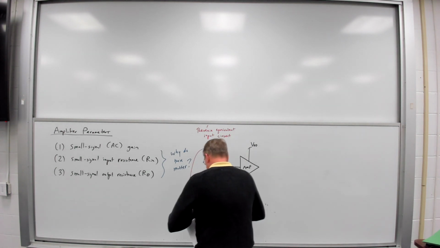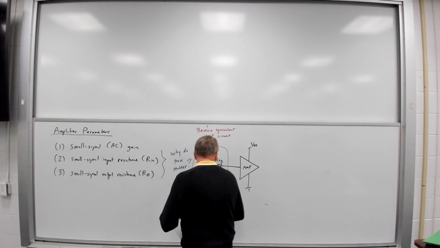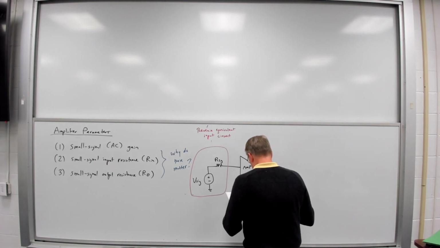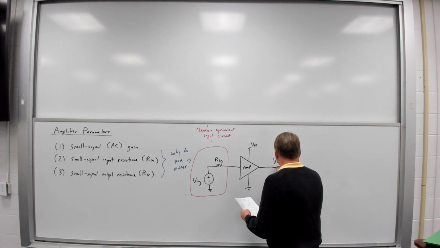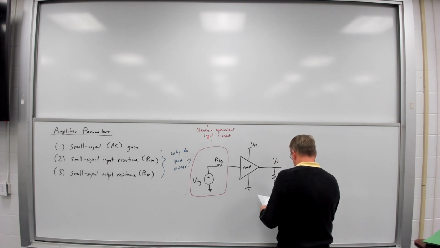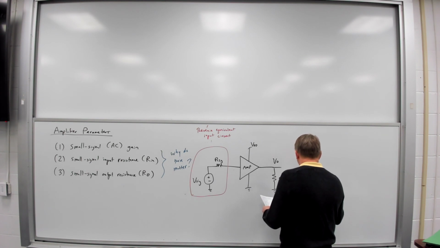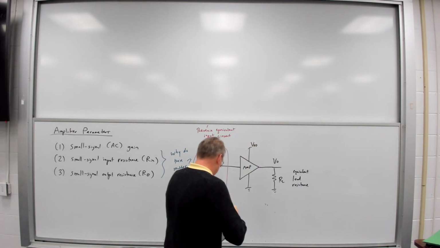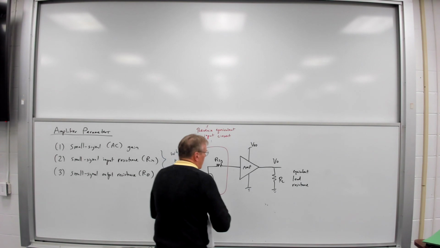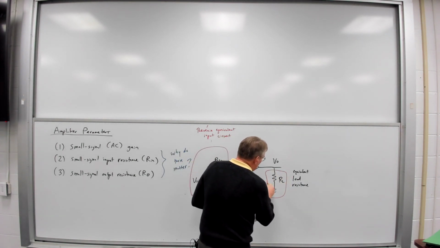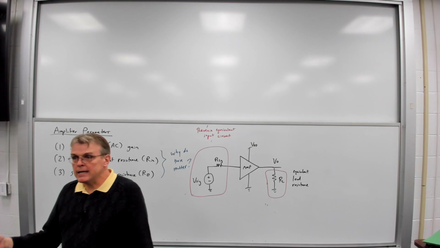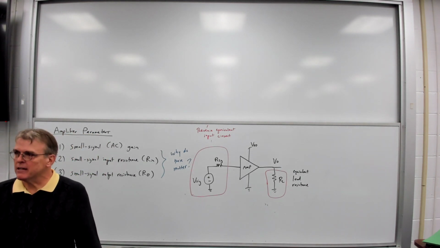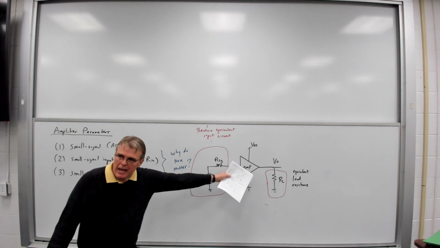And then I'm going to connect the output of my amplifier to some load resistance. So again, I've got some equivalent load resistance, which once again we could model as a Thevenin equivalent resistance of something that I'm connecting my amplifier to.